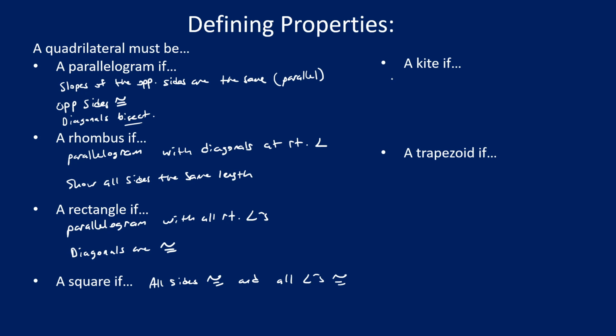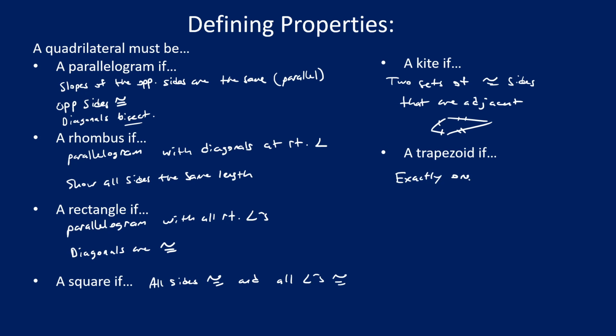A kite, if you have 2 sets of congruent sides that are adjacent. In other words, 2 that are the same and then 2 that are the same but not opposite each other, right? Not like in a parallelogram where the opposite sides are congruent, but the ones next to each other. And a trapezoid is if you have exactly 1 set of parallel sides.